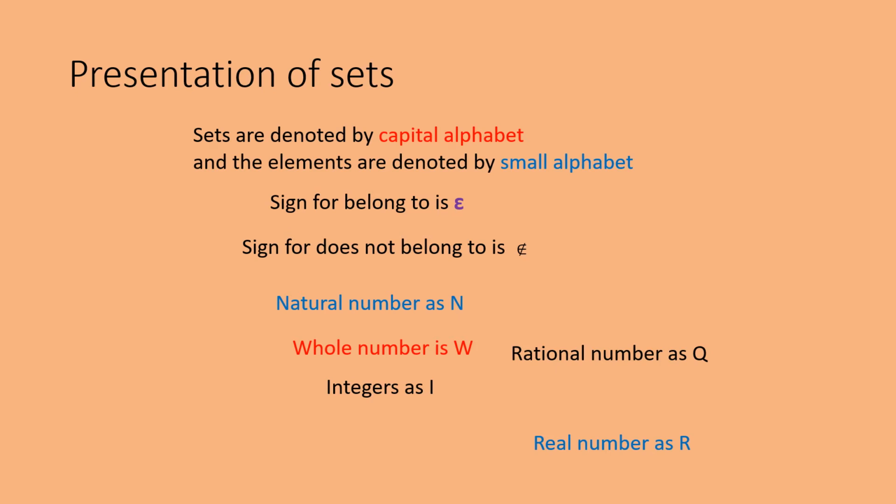Similarly, whole number belongs to integer? Yes. But can we say integer belongs to whole number? No. Same way, integer belongs to rational number, but rational number does not belong to integers. Similarly, we have rational number belongs to real number, but real number does not belong to rational number. I hope this terminology is clear.